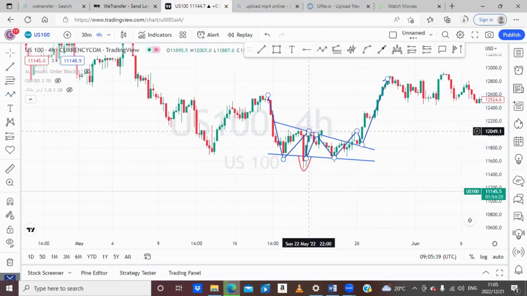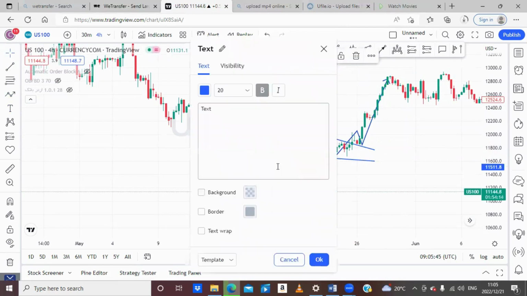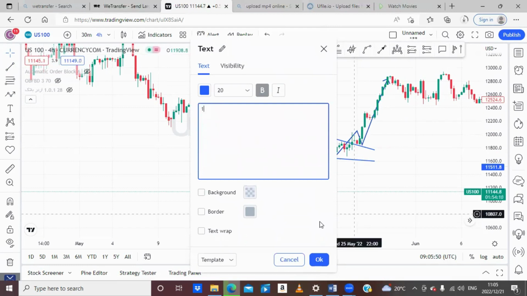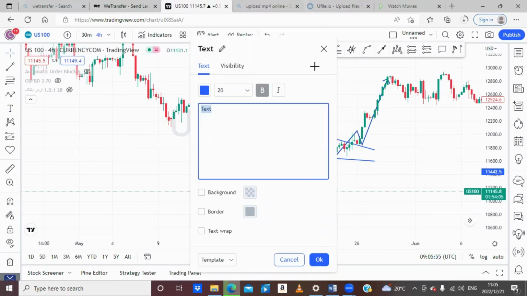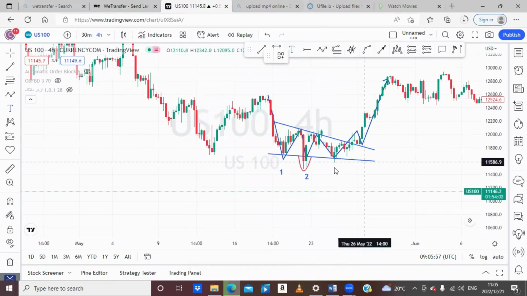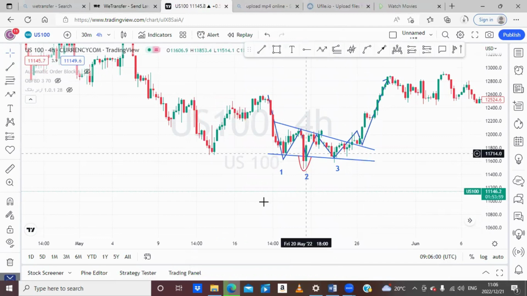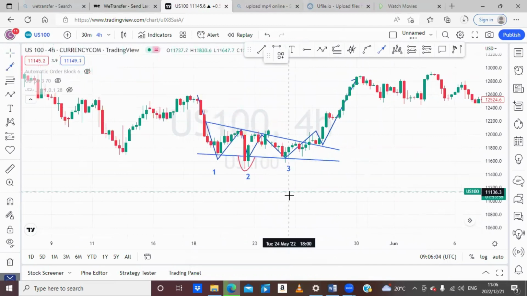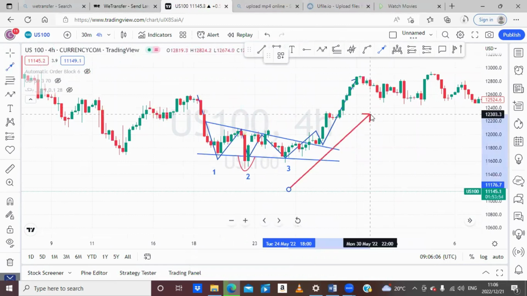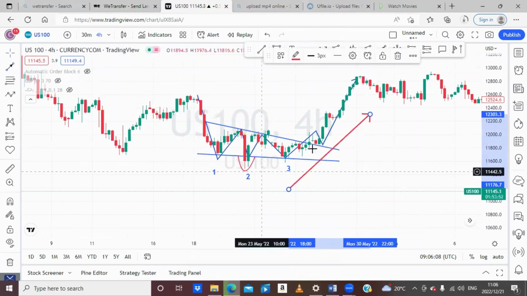So these are the kind of things I'm talking about. This is the first touch. The second touch. Then you had the third touch. So you have 1, 2, 3 touches. Then boom, the market went out. It broke out, then came for a retest.